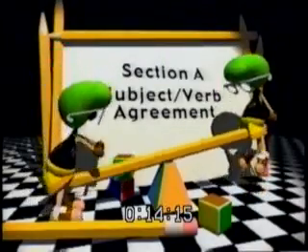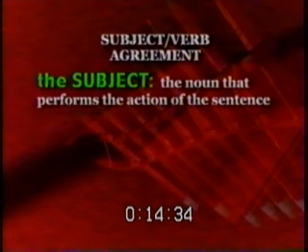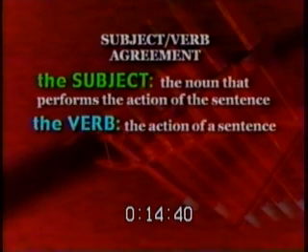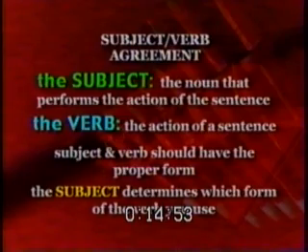Section A, subject-verb agreement. Before we get into the meat and potatoes of this section, we need a little refresher course on how subjects and verbs are supposed to work together. Basically, they must agree. In a sentence, the subject is the noun that performs the action, whatever the action may be, and the verb, that's the action, the zing of the sentence. When these two come together, they should have the proper form. What's the proper form, you ask? Well, Sparky, it depends on what the subject of the sentence is. Remember, the subject determines the form of the verb we need to use.